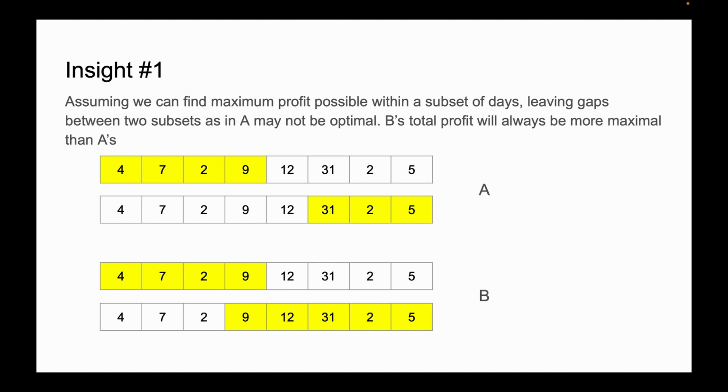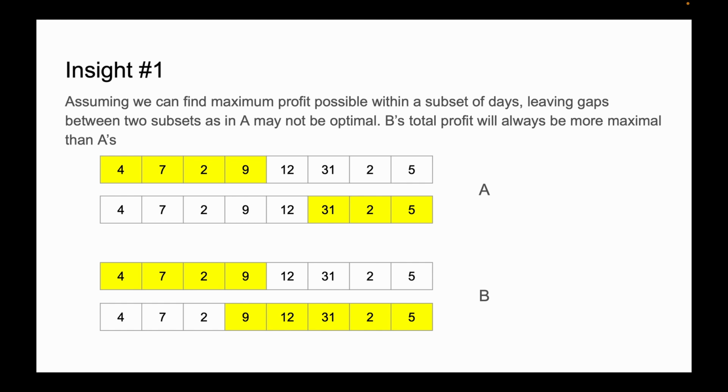So, assuming that we can find the maximum profit possible within a subset of days, leaving gaps between your trading windows, as in A, may not be optimal. B's total profit will always be more maximal than A's. As you can see in A, we have 2 trading windows, one from day 1 to day 4 and one from day 6 to day 8. As you can see here, day 5 has been left out of both trading windows.